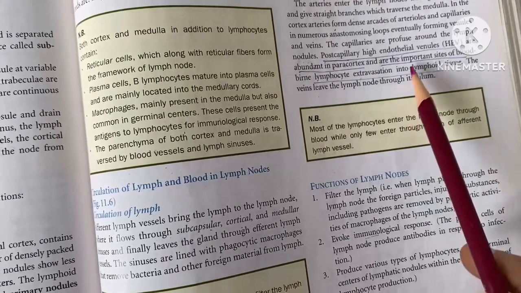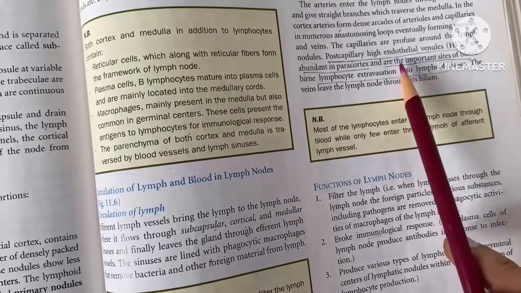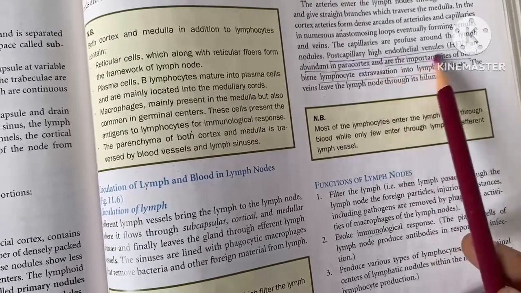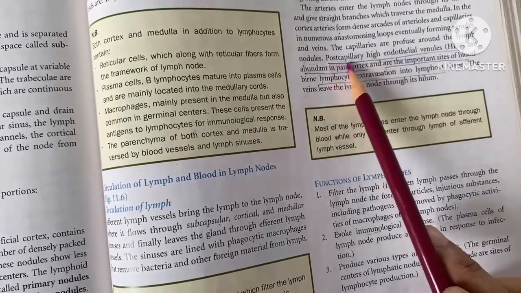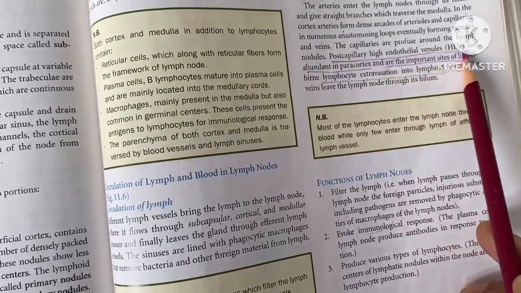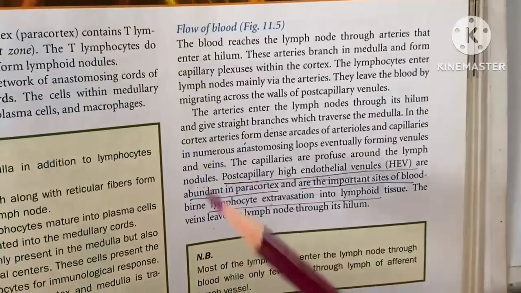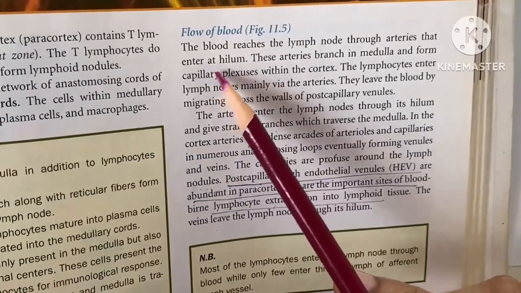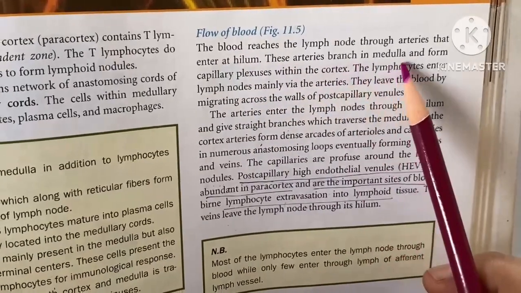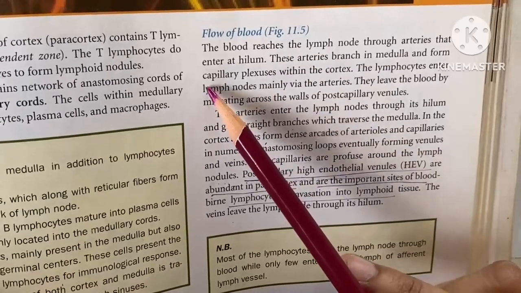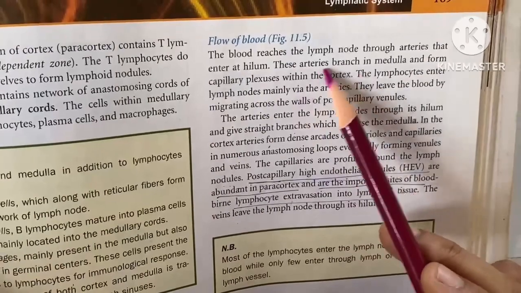So lymphocytes enter into the lymph node through these venules where the endothelial cells are changed. That is known as the post-capillary high endothelial venule. So the artery enters into the lymph node through the hilum. This artery branches into the medulla and then divides into the capillary plexus within the cortex.